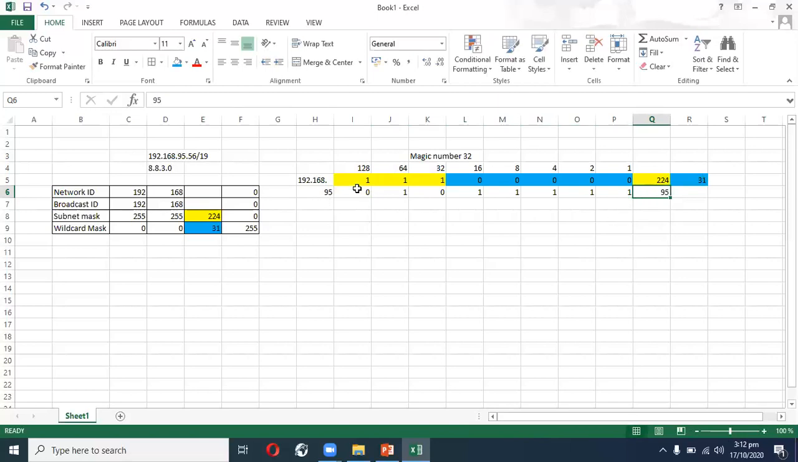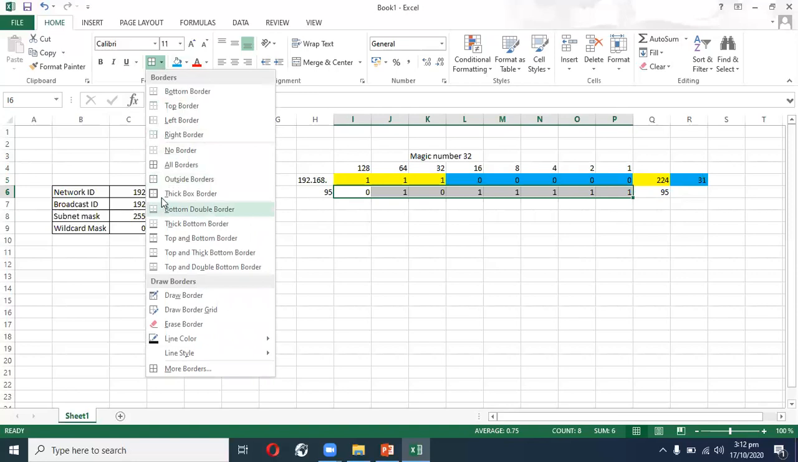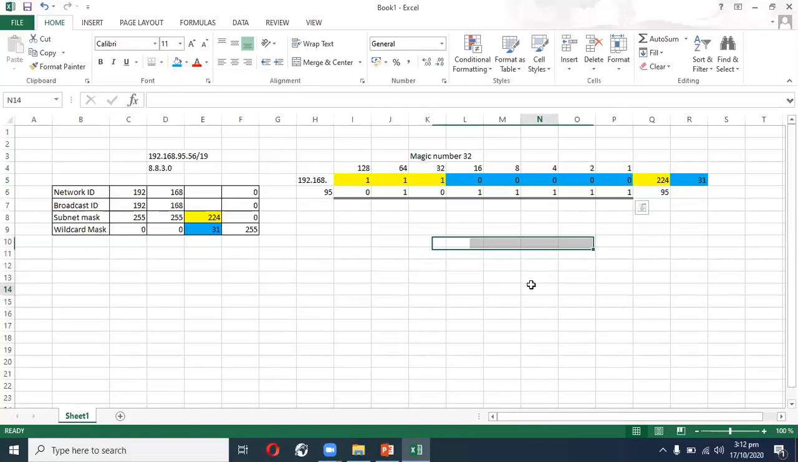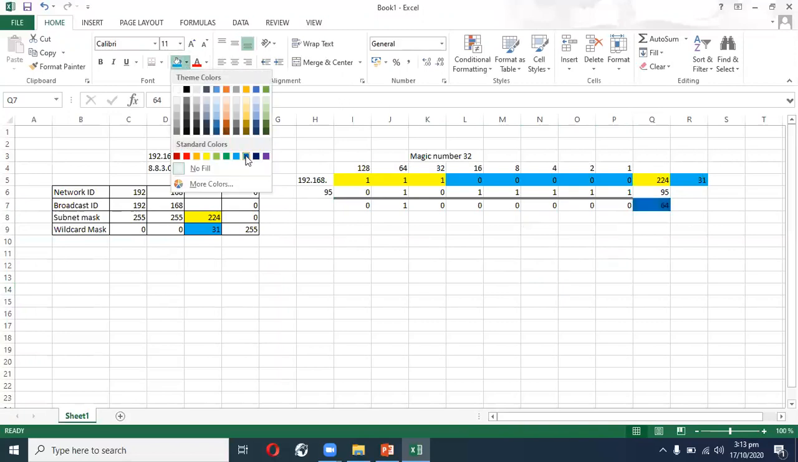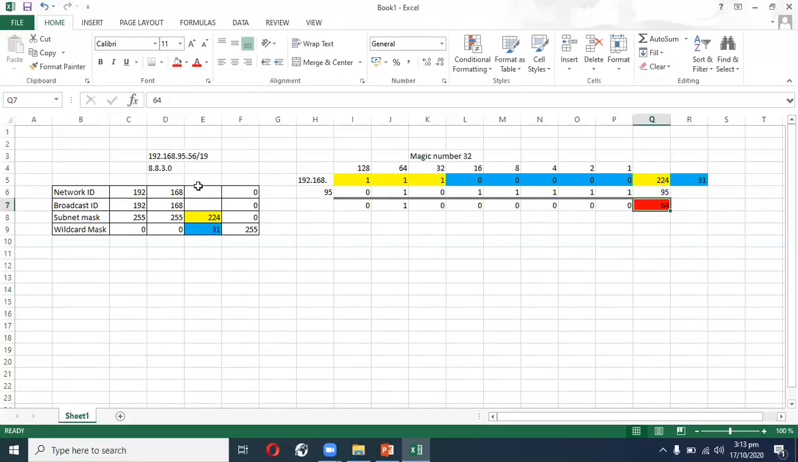Now, as you remember, we need to AND them. So 1 into 0 is 0, 1 into 1 is 1, the rest are all zeros. If you are having trouble understanding this, please watch my part 1 video. So when we add this, this will become 64. So now we know our network ID. Let's give it another color, red. This is 64.